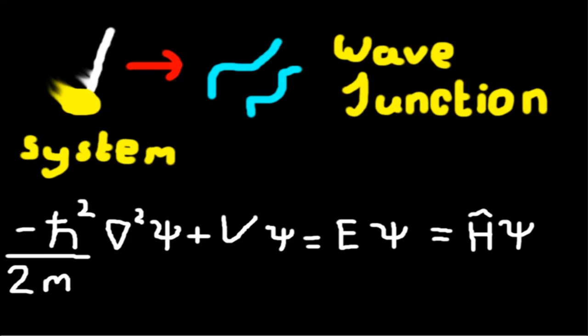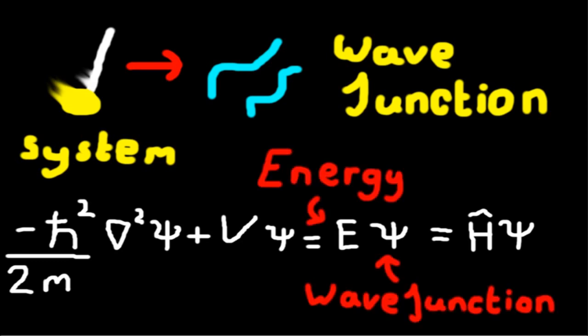This is because Schrödinger's equation is the energy operator, normally denoted H. So the Schrödinger equation, or the energy operator, acts on a wave function phi, and what it spits out is the energy of the system E times the wave function phi.